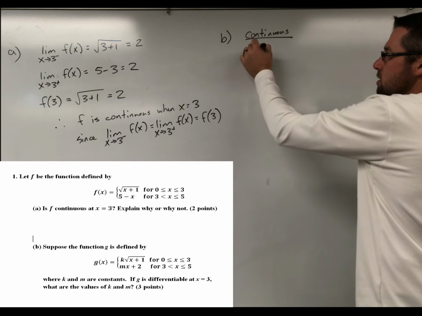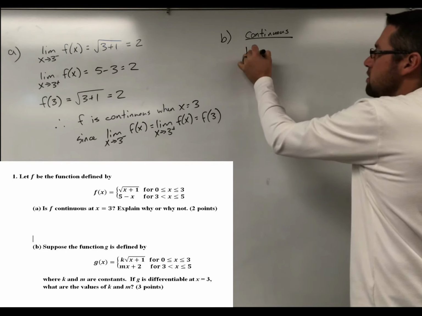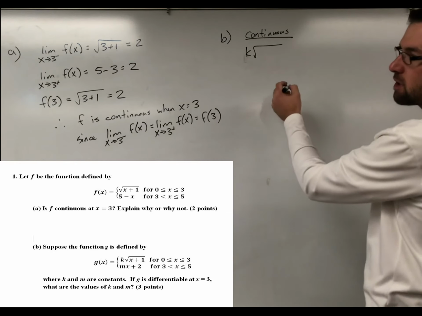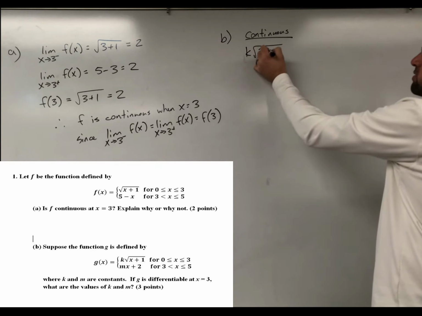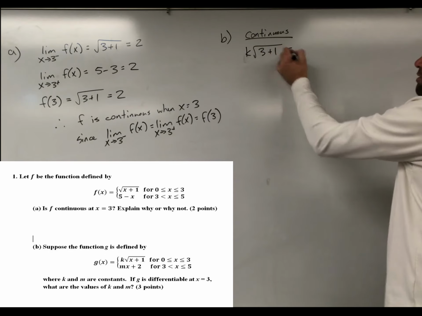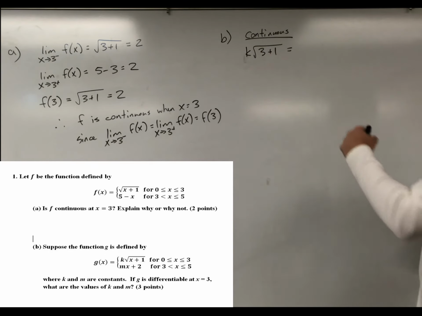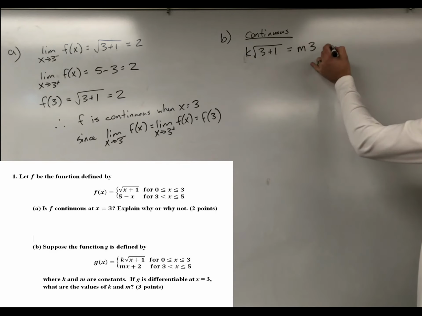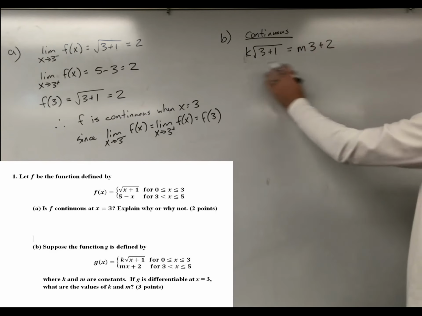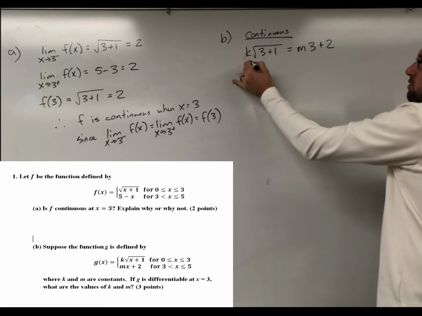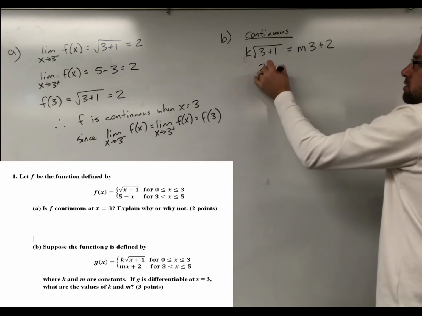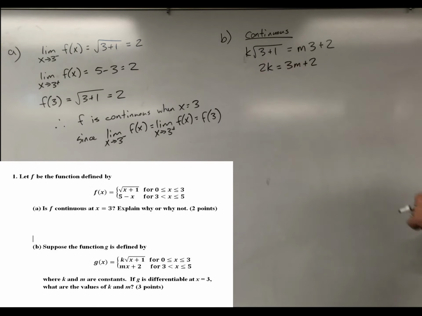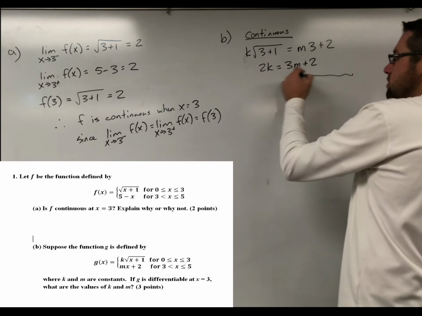K rad, but we're looking specifically at x equals 3. So k rad 3 plus 1 is equal to the other function, so it would be m times 3 plus 2. And then we'll simplify that a little bit. What's rad 4? So that's going to be 2k equals 3m plus 2. We'll leave that equation where it's at for right now.